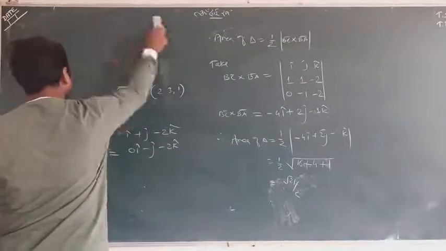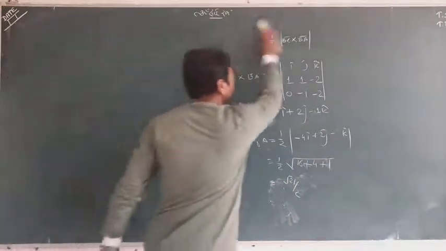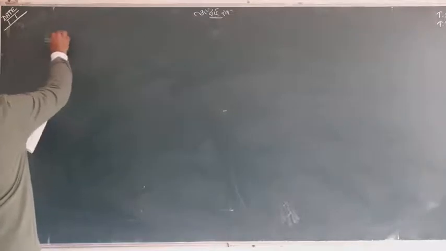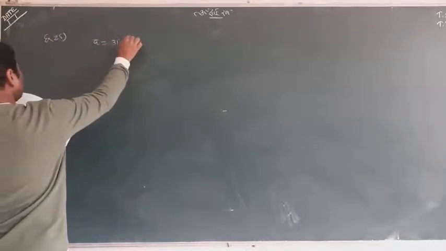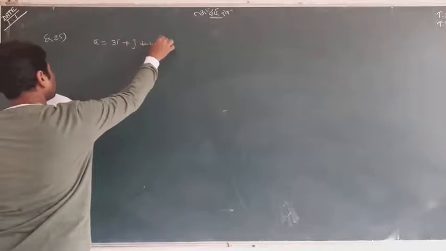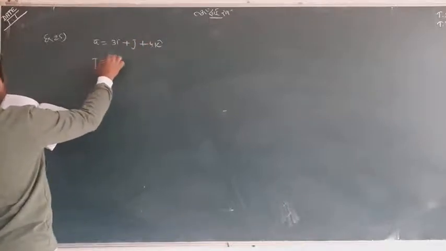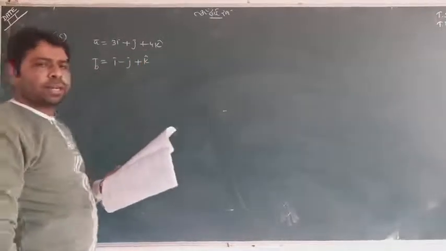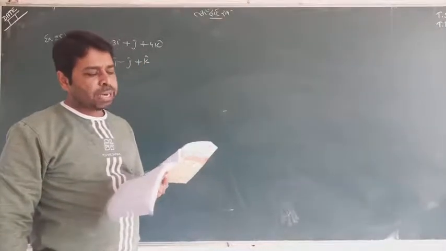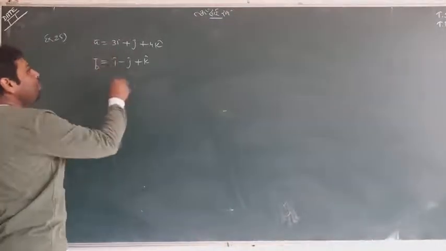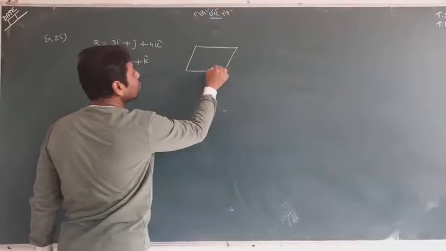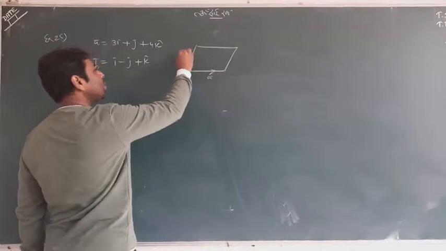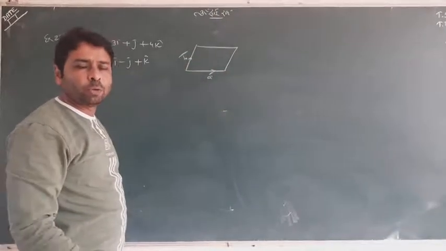Example number 25, again a very easy question. We have a equal to 3i plus j plus 4k and b equal to i minus j plus k. Find the area of the parallelogram whose adjacent sides are these. So A and B are none other than the adjacent sides of the parallelogram. It is A and it is B. These are adjacent sides and we want to find its area.